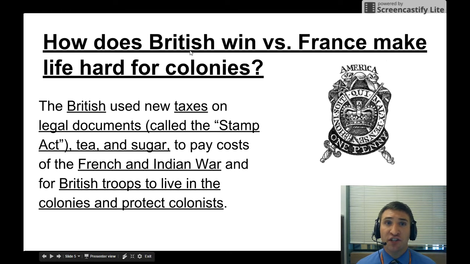How else does life become hard for the colonists? The British used new taxes on legal documents called the Stamp Act, tea, and sugar to pay costs of the French and Indian War and for British troops to live in the colonies and protect colonists. The British taxed the colonies, and if you were to send a letter, you had to put this stamp on a piece of paper. The British made you.